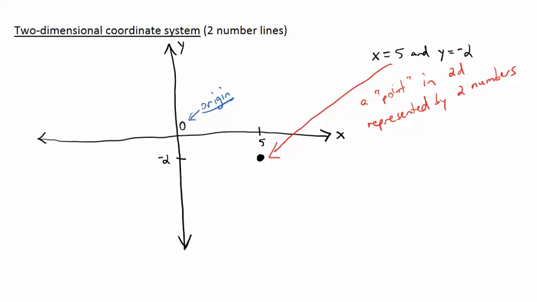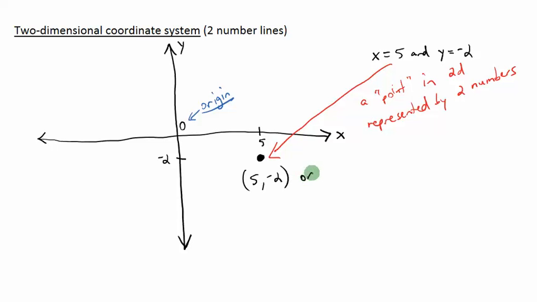Now, since every point in a 2-dimensional system has to be represented with 2 numbers, it would be cumbersome to write this representation every time. So instead, we create a shortcut notation because all we really care about are the 5 and the -2. So what we do is we write 5, comma, -2. And we put parentheses around it. And that's the notation that we will use for points in 2 dimensions.